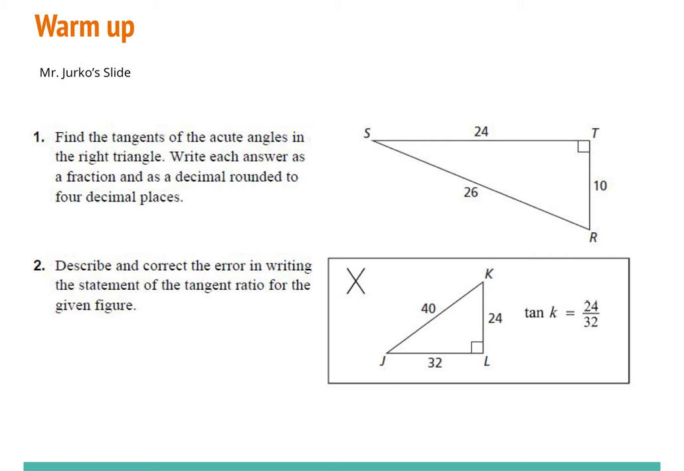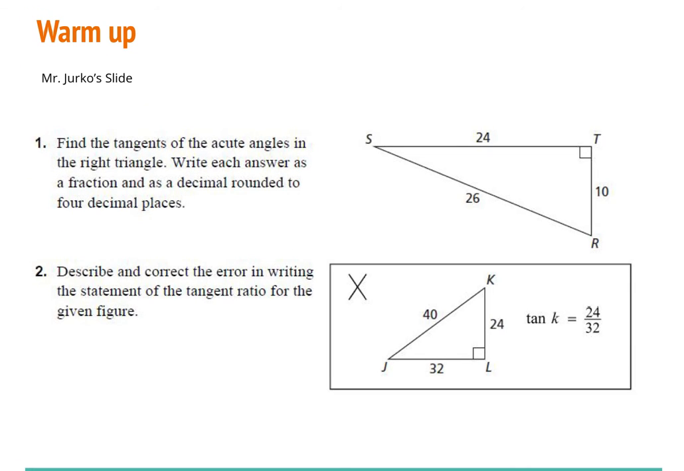All right, for number 1, it says find the tangents of the acute angles in the right triangle. Write each answer as a fraction and as a decimal rounded to 4 decimal places, okay? So our 2 acute angles are going to be S and what? R. Good. Let's start with the tangent of S. Any ideas what the tangent of S is going to be? 10 over 26. Very good.